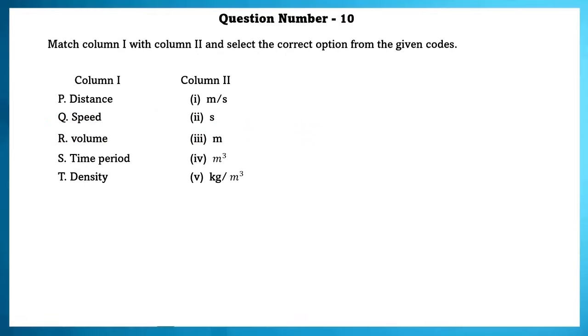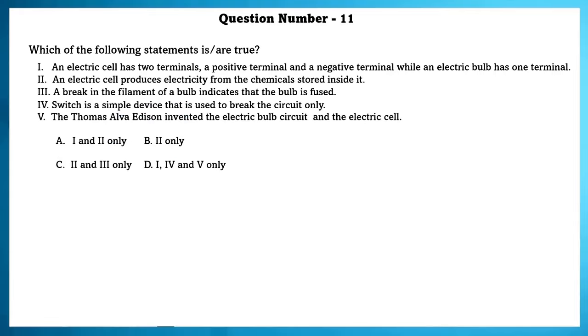Question number 10. Match column 1 with column 2 and select the correct option from the given codes. We can measure distance using meter. We can measure speed using meter per second. We can measure volume using meter cube, and we can measure time period with seconds and density with kg per meter cube. Question number 11. Which of the following statements is or are true?